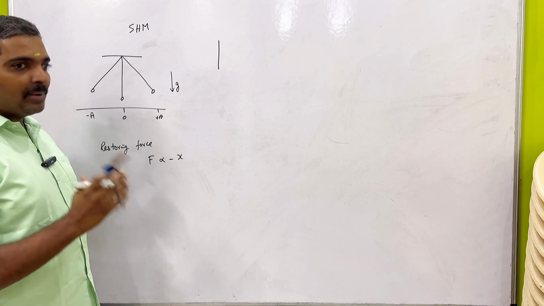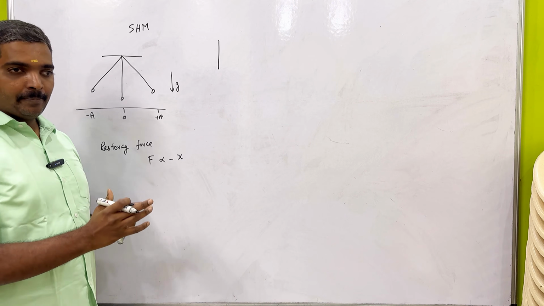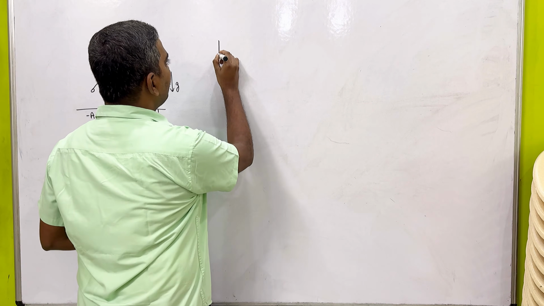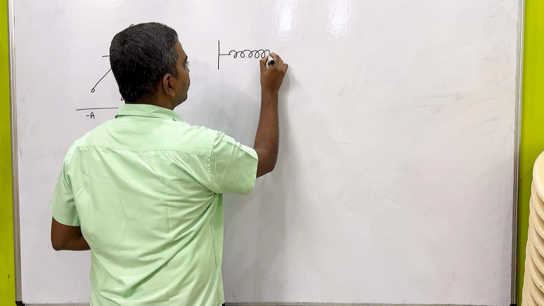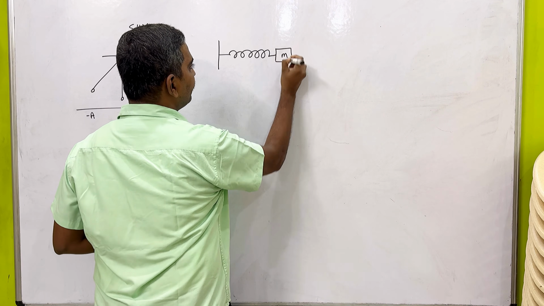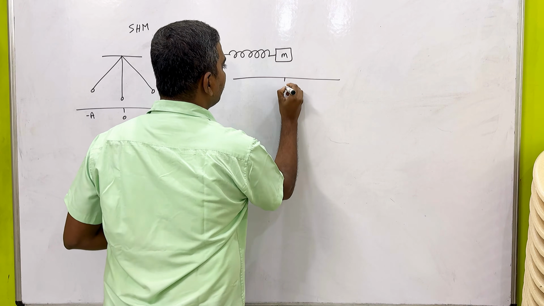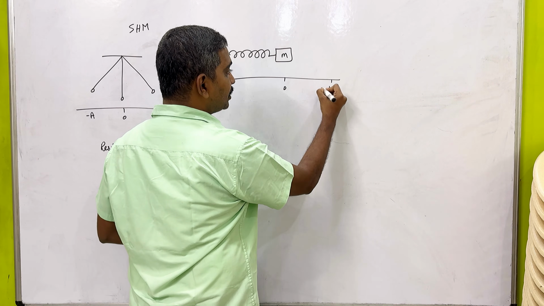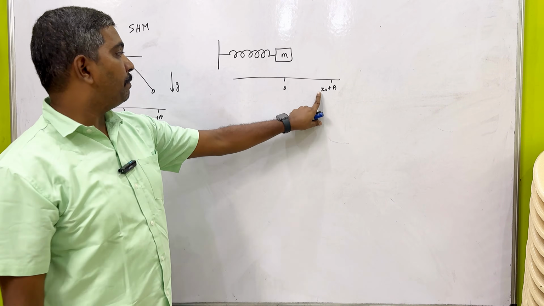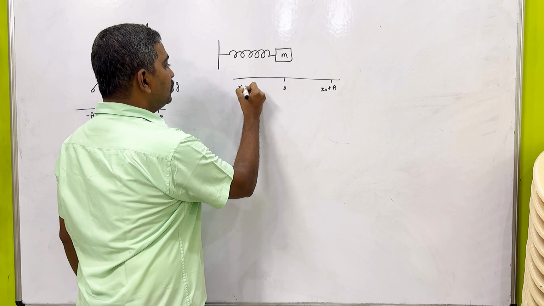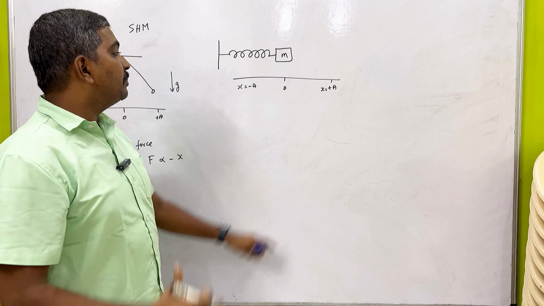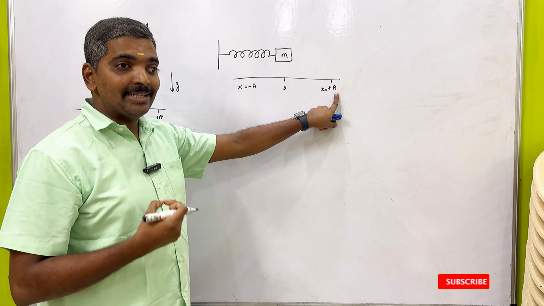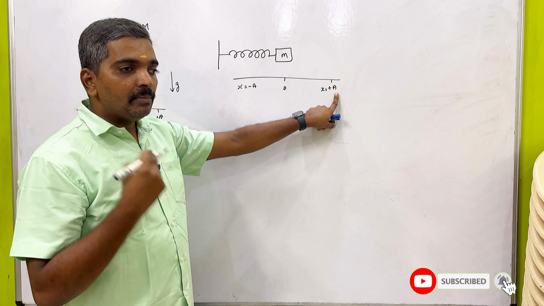Using a simple example of a spring, I'm going to explain simple harmonic motion here. I have a spring attached to a body of mass m. This is my mean position. This is my maximum, x equals plus a, and here x equals minus a. Sir, what is meant by x, why are you writing x equals plus a? This is called amplitude, the maximum displacement from the mean position.